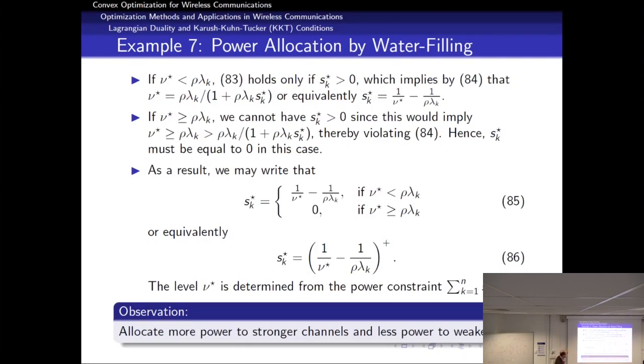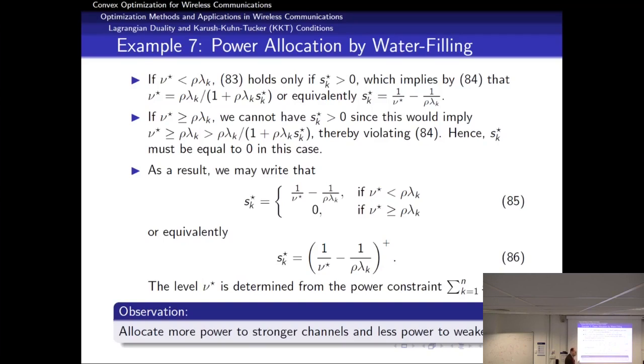So you have two cases. One case where your Sk is non-zero, one case where your Sk is equal to 0. When your Sk is non-zero, you see that you allocate more power whenever your channel is stronger, when your eigenvalues are stronger. And so you end up with exactly the solution that I had earlier on. And your multiplier here, your water level that we talked about, is related to a Lagrangian multiplier that needs to be computed such that you satisfy these constraints.